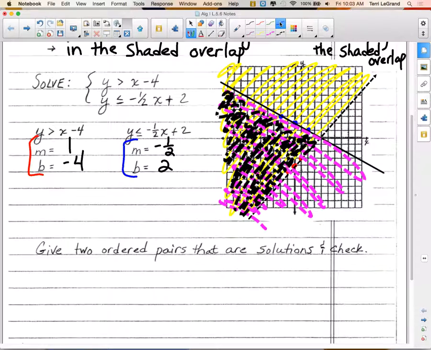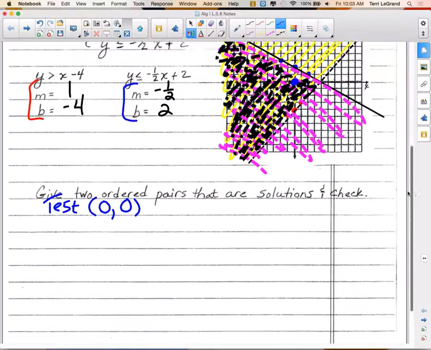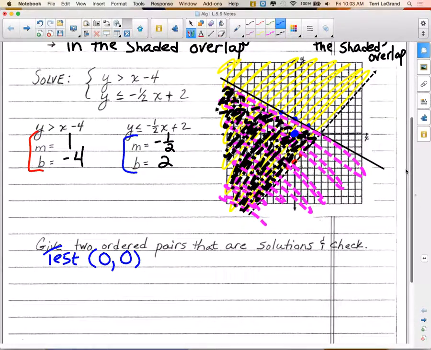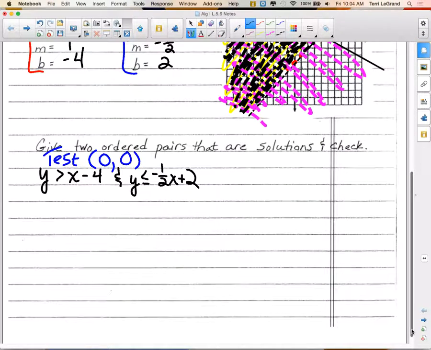Because we have to test 2 points here. So 0, 0. The origin does just so happen to be in there. Okay, so we can test 0, 0. So what we're going to do today is we're going to test ones that actually come from the overlap region. We must test them from the overlap region. And we must test them in both of the inequalities. Has to make both of them true. So we're going to write down our y is greater than x minus 4 and sub into that one, and our y is less than or equal to negative 1/2 x plus 2 and sub into that one. Has to make both of those true.